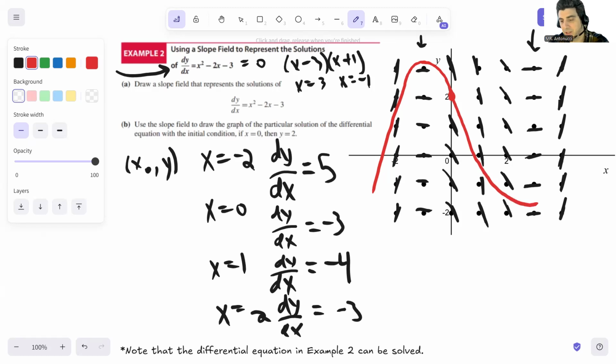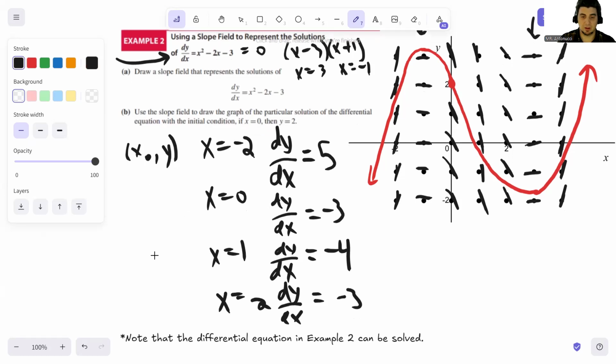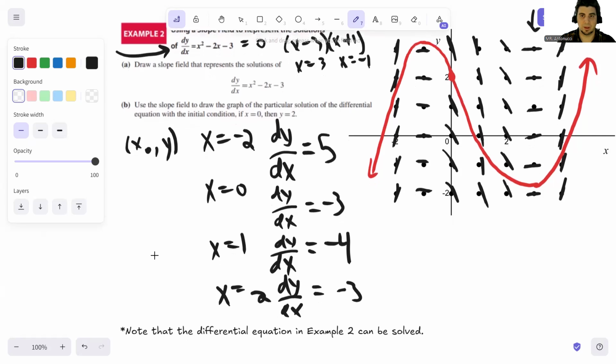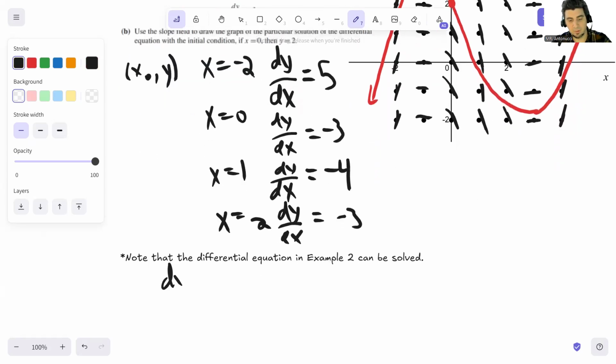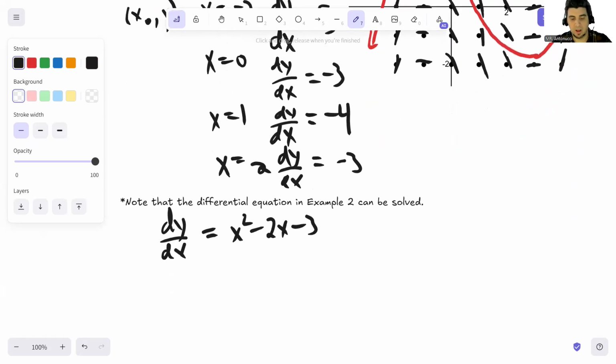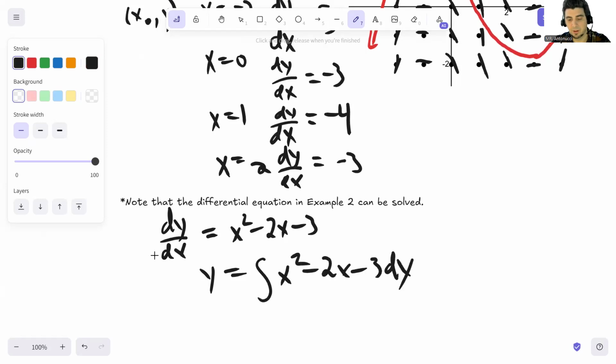And you're going to have a horizontal tangent line at x equals 3, and then it's going to change direction and go like this. Okay, so this is interesting because the differential equation in this example can actually be solved because dy/dx equals x squared minus 2x minus 3. So if I have dy/dx equals x squared minus 2x minus 3, then y is equal to the antiderivative of that. And I can actually solve this. So that'd be 1/3 x cubed minus x squared minus 3x plus c.